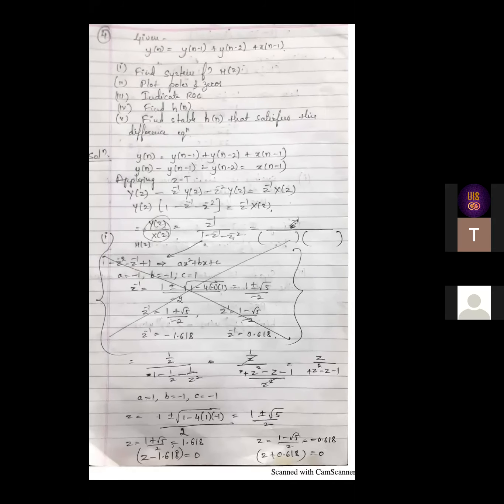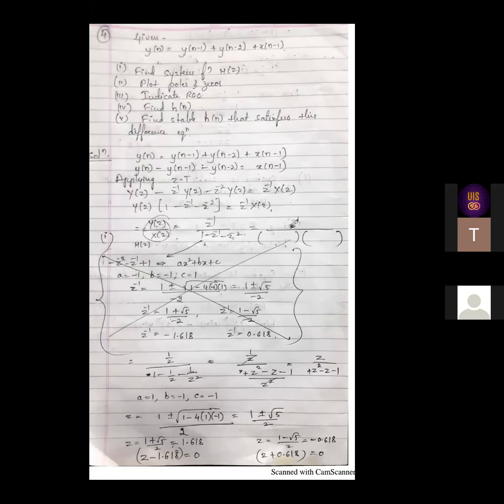Now, coming to one more problem. Hopefully, this is the last problem. It has 5 subpoints. Let me complete this problem. Even if the time elapses, please rejoin so that we can continue this problem at least.